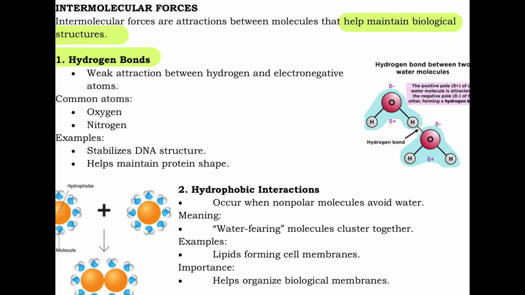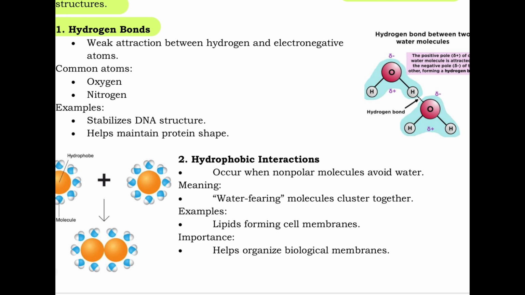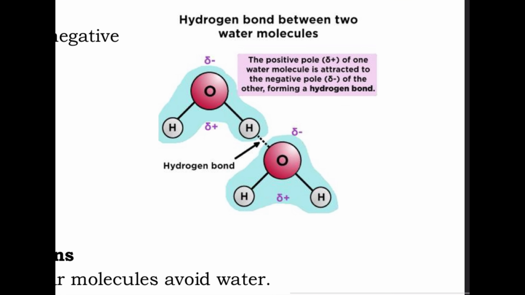Hydrogen bonds are the weak attraction between hydrogen and electronegative atoms. The common atoms we have are oxygen and nitrogen. Again, it helps to maintain biological structures. For example, it stabilizes the DNA structure and helps maintain protein shape. So we have the pictures here.